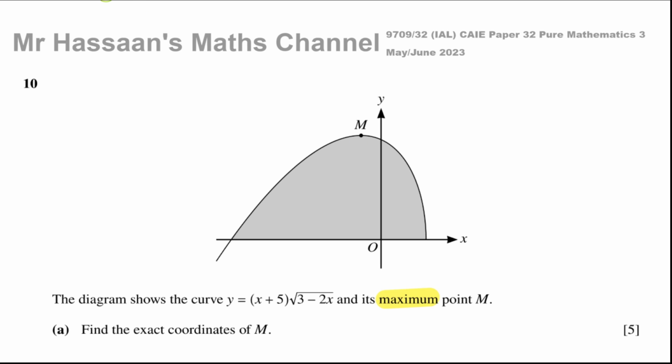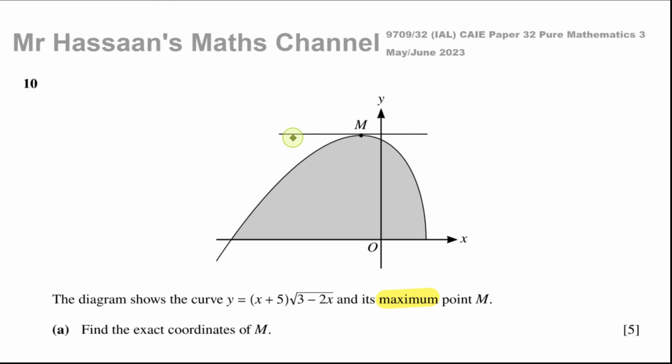M. So what we should understand is that when we have a maximum point, if we were to draw a tangent at that point, you would find that the gradient of that tangent would be equal to 0. It would be a horizontal line. So the gradient at M is equal to 0.